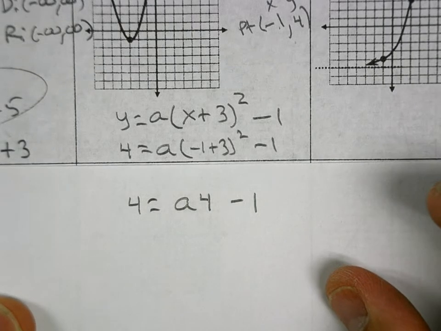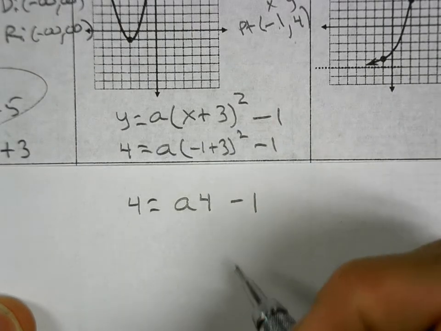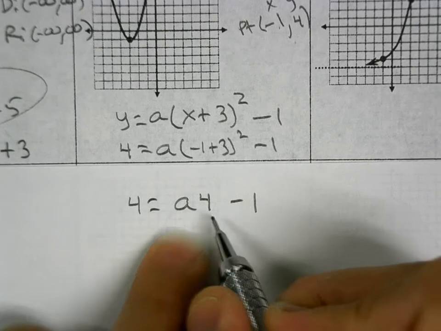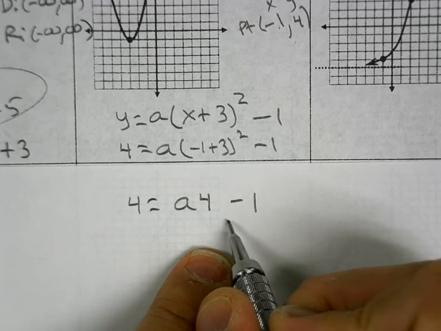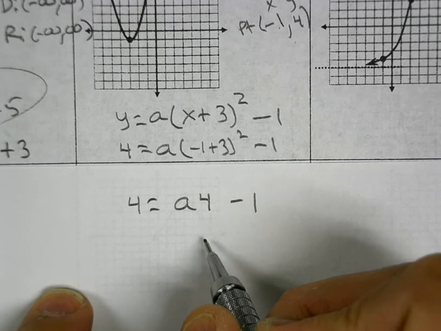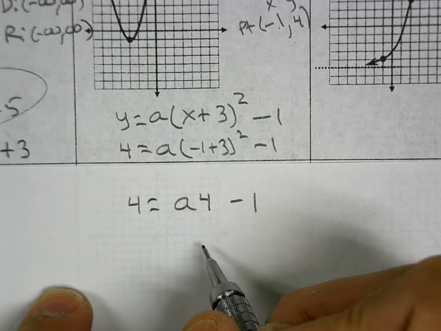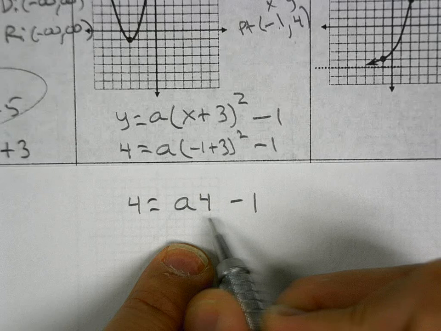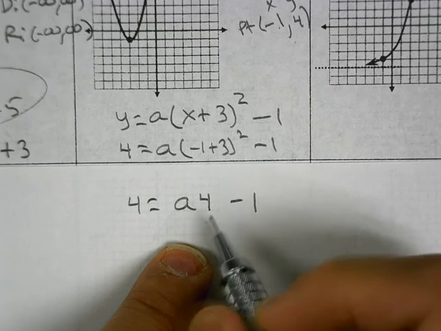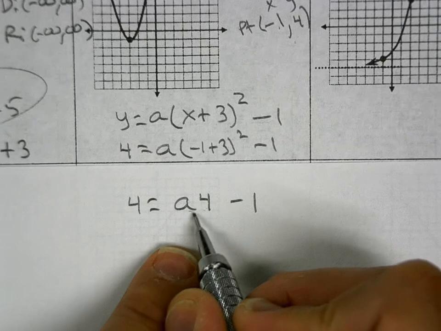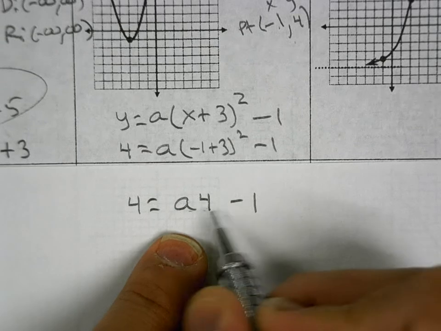But then some of us did this. Oh, okay, so this is 4 minus 1, so it's 3. Is that right or is that wrong? That is wrong. We just talked about that. Why can't we subtract this? Because order of operations says you have to multiply this a and a 4 first, which we can't. That's just a, so you can't subtract that.